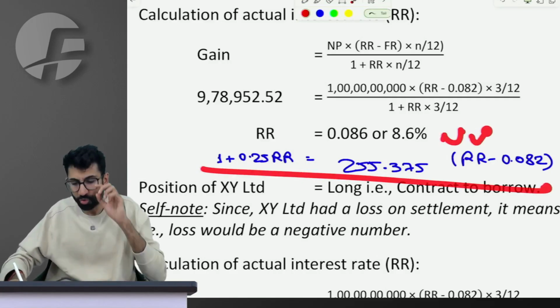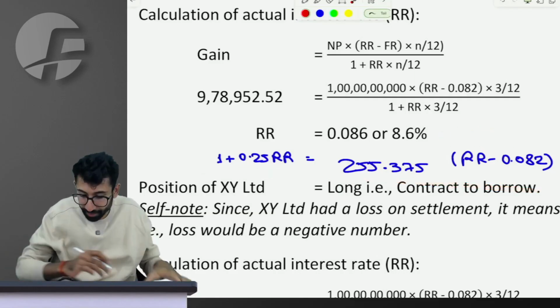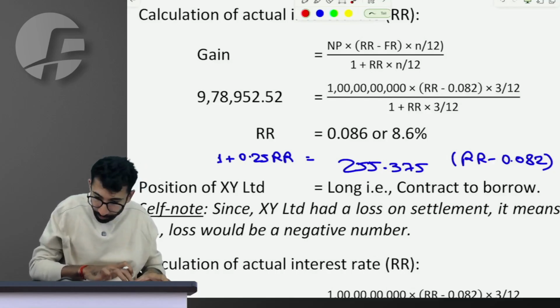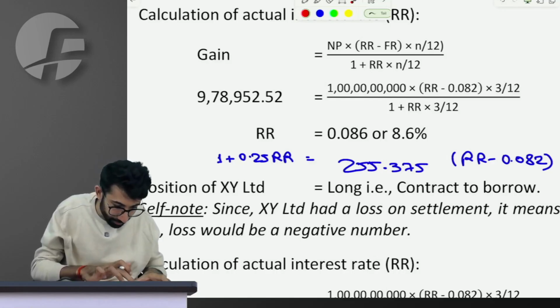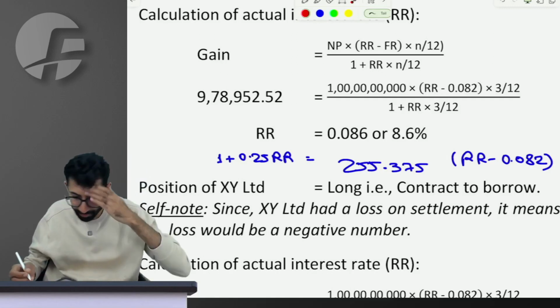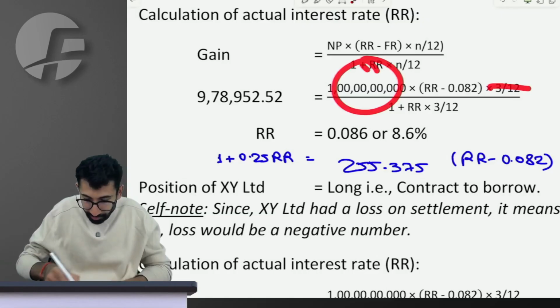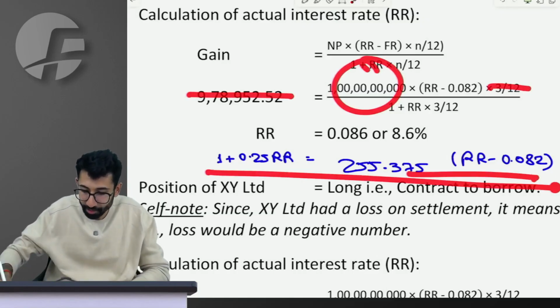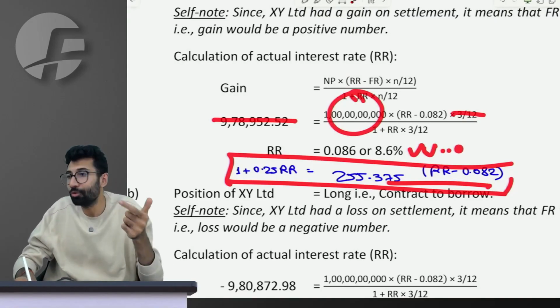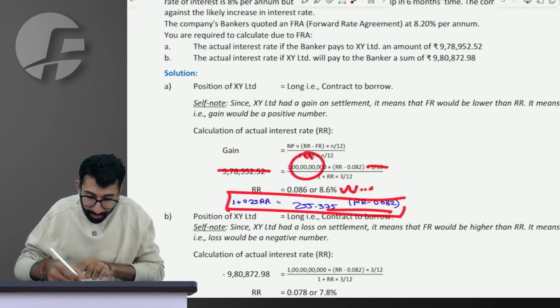When you solve this equation, you should get the reference rate. Let me retry the calculation. 100 crores divided by 978,952.52, multiplied by 3 divided by 12. 255.375 is the number after solving this and this and this. So multiplied by RR minus this, when you solve the simple equation now, you will get the reference rate as 8.6. I have also guided you how to solve it. Now this is the answer to the first part.